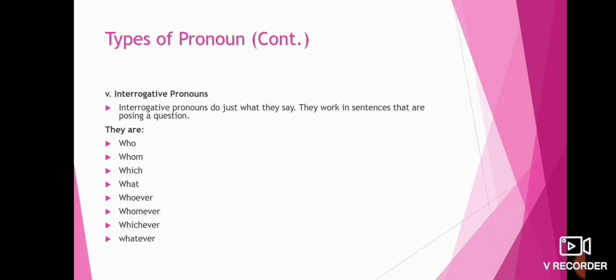Then interrogative pronoun is the very name mentions कि मतलब it actually used for posing a question. Interrogative pronouns do just what they say. They work in sentences that are posing a question. मतलब it is actually used for the purpose ताकि हम इसके through जो है question कर सकें. And mostly जितने भी हमारे साथ WH questions जो हम बनाते हैं it is through interrogative pronoun. Like for example, if I say which is your book, what is your name. So which and what हमारे साथ क्या है, these are interrogative pronoun.